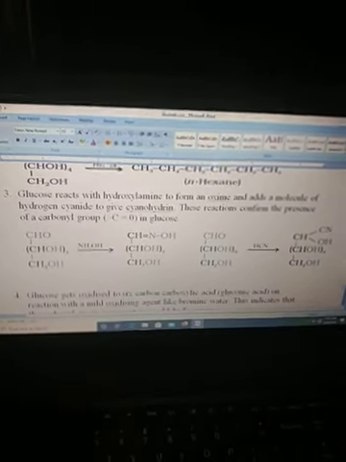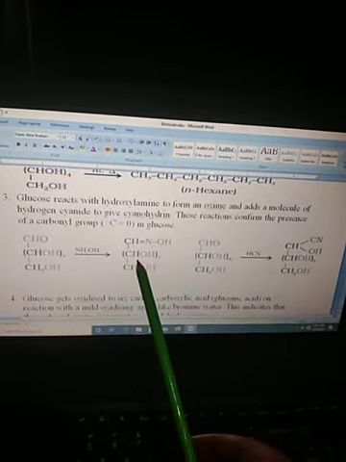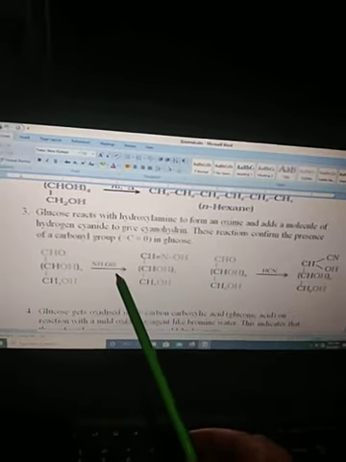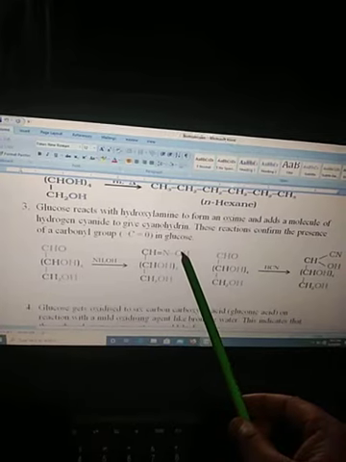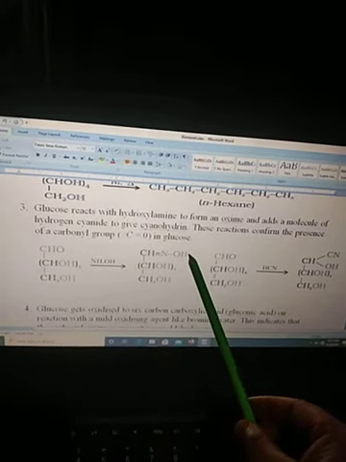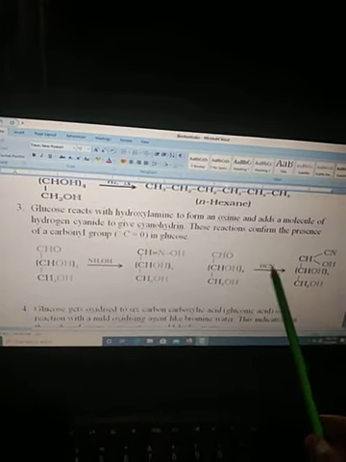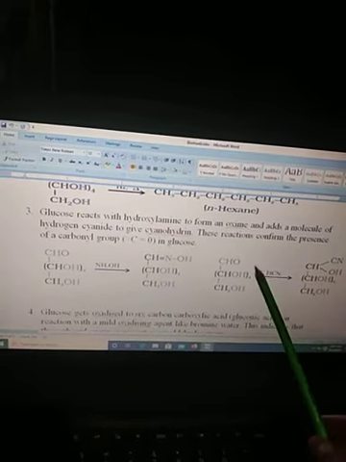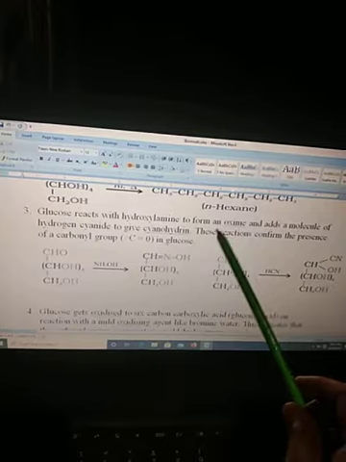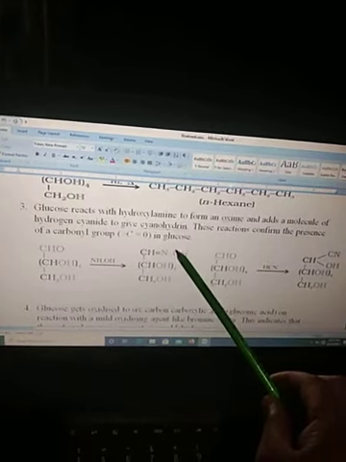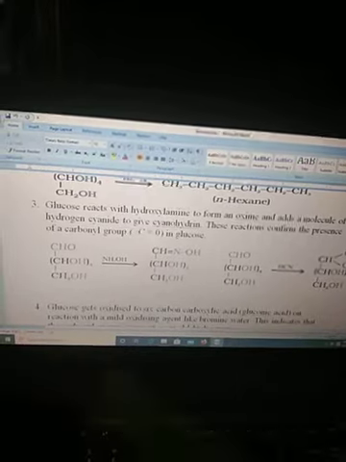Similarly, the next point is that when you treat glucose with hydroxylamine, NH2OH, a derivative of ammonia, you'll get an oxime, and if you react it with hydrogen cyanide, you get cyanohydrin. So if you get these two kinds of products, then we can say that in glucose there is a presence of a carbonyl group, that is aldehyde.